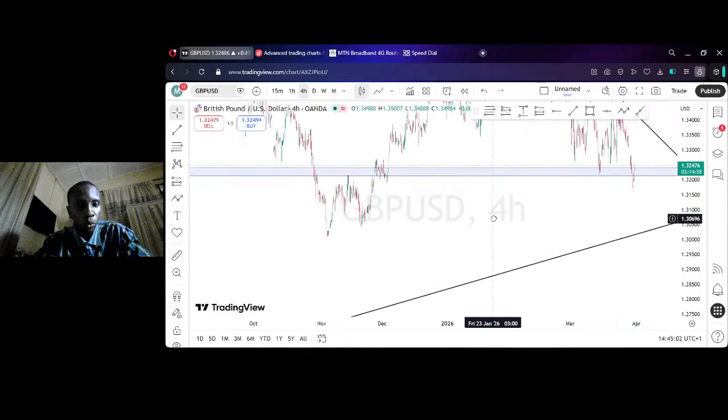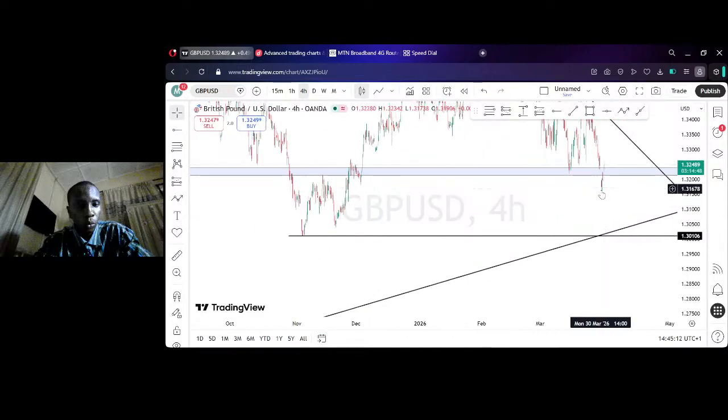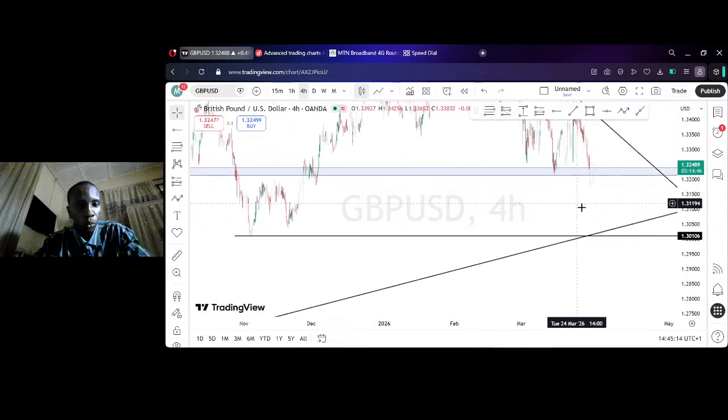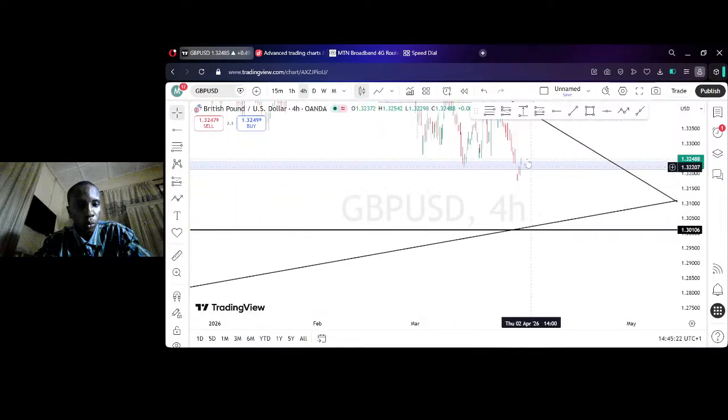it is coming to test this trend line again. If you look at the left hand side, we can also see that if price starts selling to the downside, this will be the potential level target. This will be the potential level that price will likely sell to. On the left hand side, we have a support level right here. So if price breaks down from this support, we are coming down.